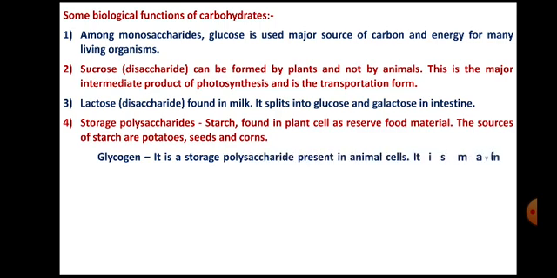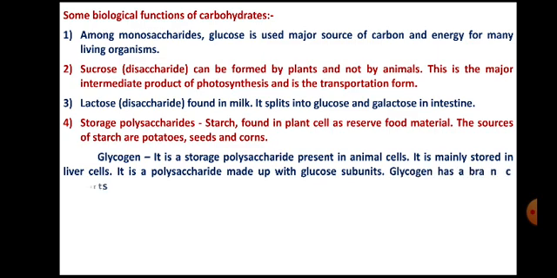Another example of a storage polysaccharide is glycogen. Glycogen is a storage polysaccharide which is present in animal cells, in humans. It is mainly stored in liver cells in case of animals. It is a polysaccharide made up of glucose subunits. Glycogen has a branched structure, but it is structurally more complex than starch.